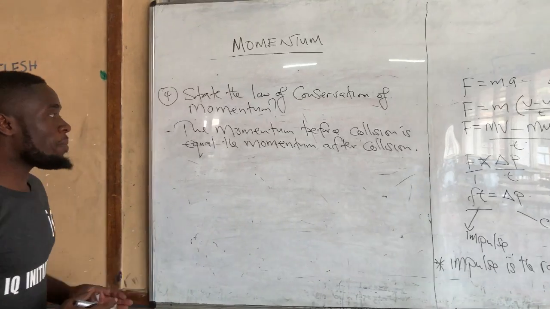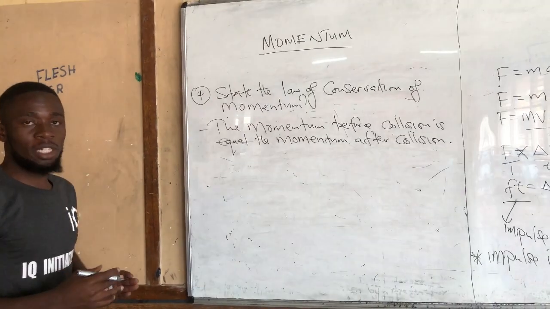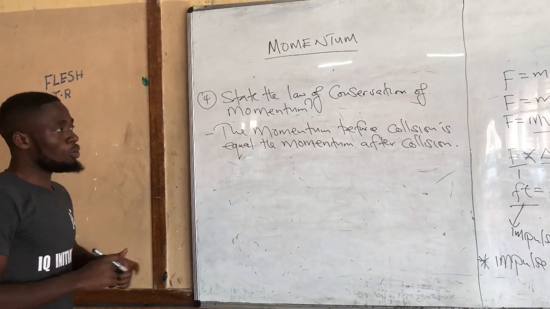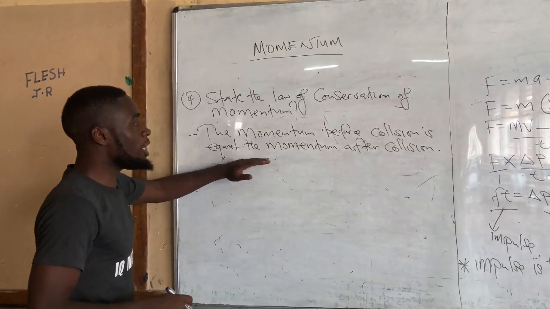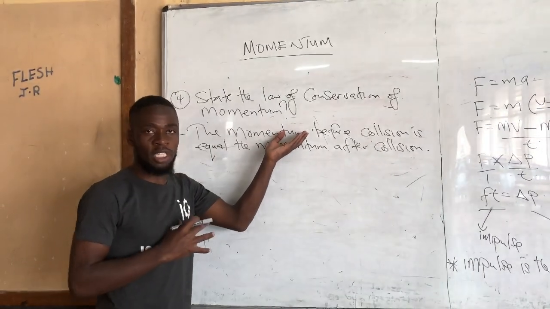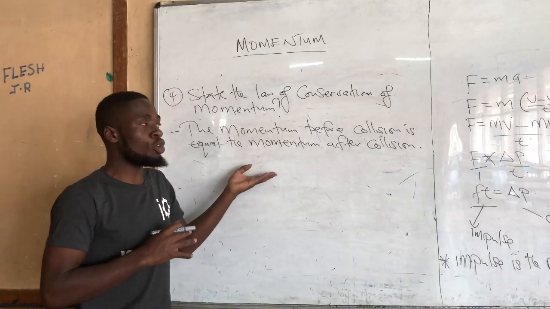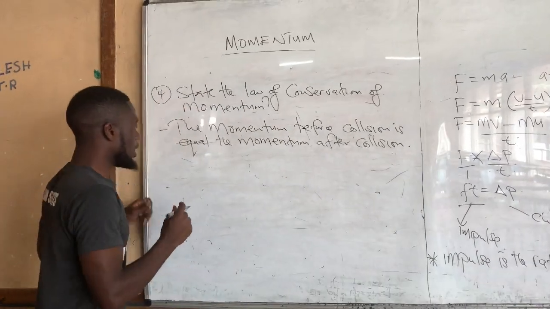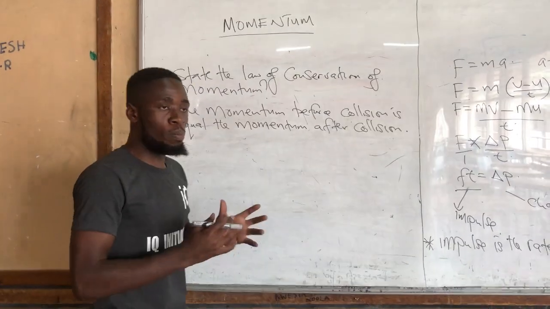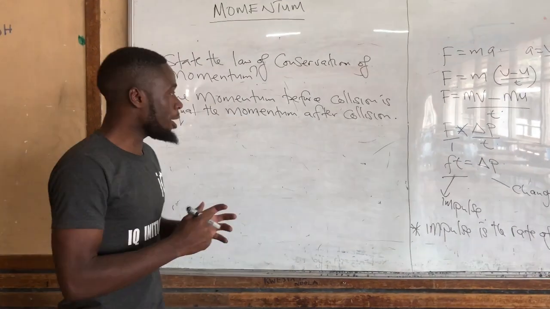So the momentum before collision is equal to momentum after what? After collision. So what do we mean by this? The momentum before collision, we're talking about the initial momentum, meaning the initial momentum is equal to the final momentum. So let's say we have two bodies here. They collide together.